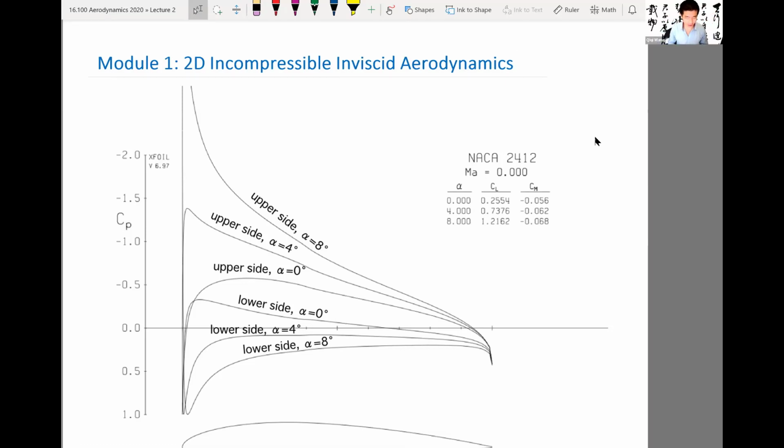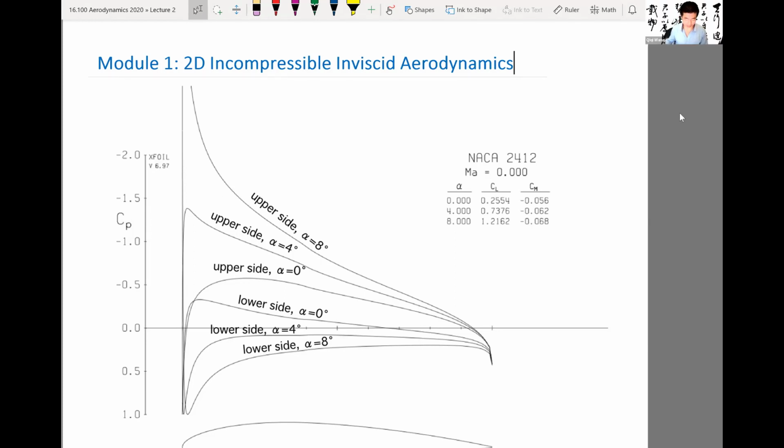So today we're going to dive into two-dimensional, incompressible, inviscid aerodynamics. Just as we said in the last class, we are making three major assumptions. Inviscid, basically assuming the fluid does not have any viscosity or the viscous force is negligible. This is appropriate if the boundary layer is very thin and we can neglect the viscous effect everywhere except for a very, very thin layer near the surface.